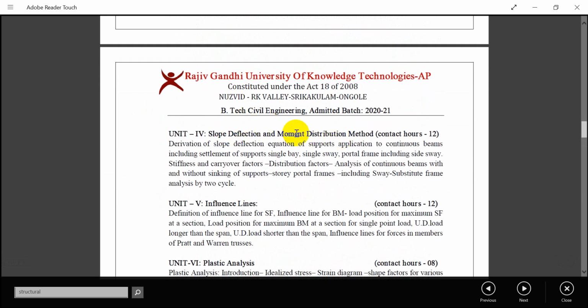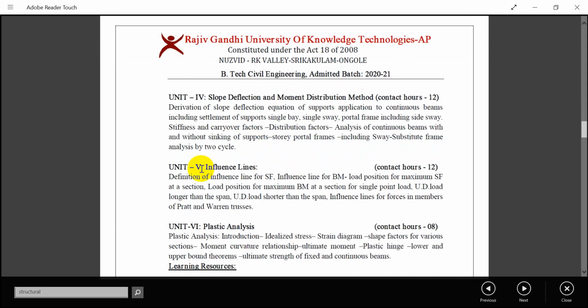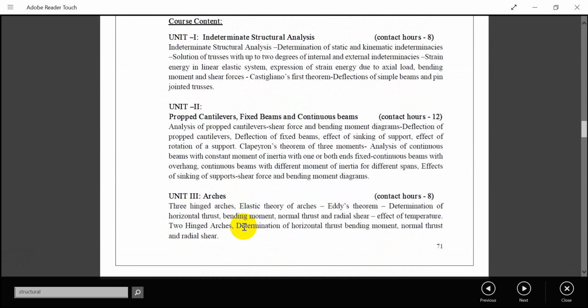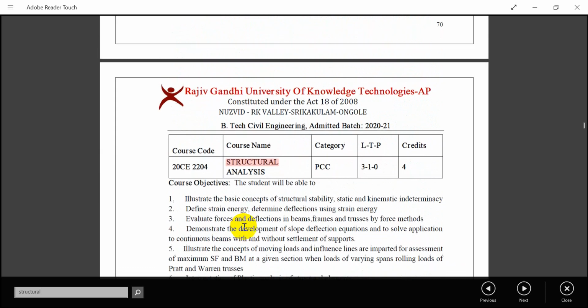Each chapter requires at least 10 classes. I don't understand how they put it like this. And influence lines also require so many classes. Plastic analysis also requires at least 12 classes. 60 classes is not sufficient. They put it compressed. That is the syllabus. Okay, I understood.